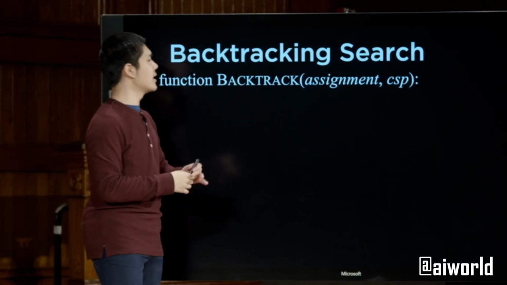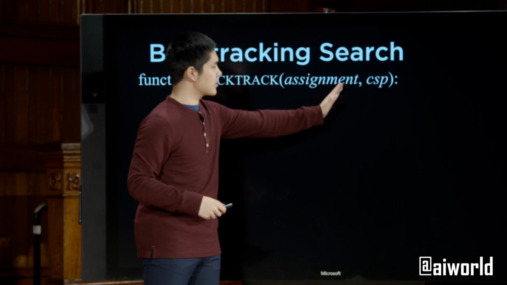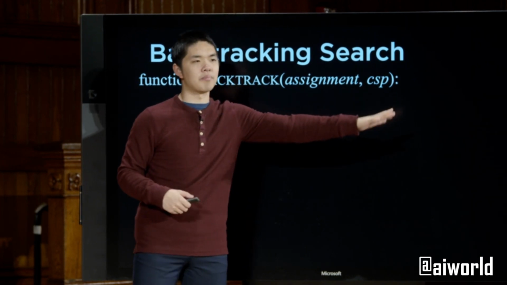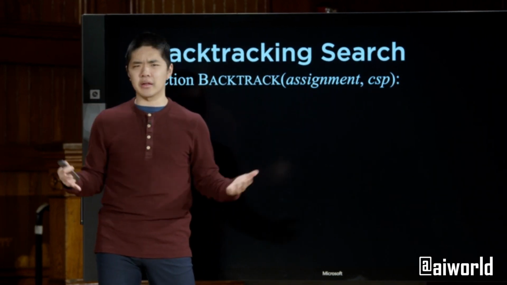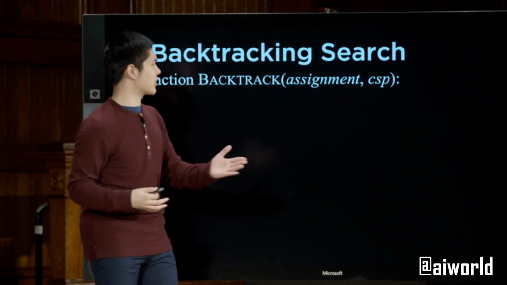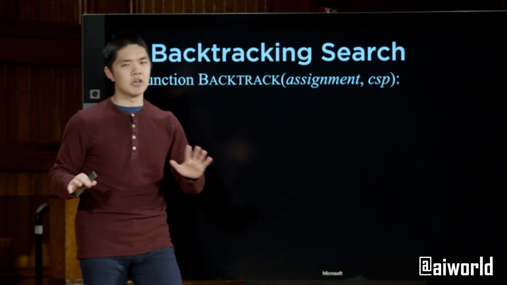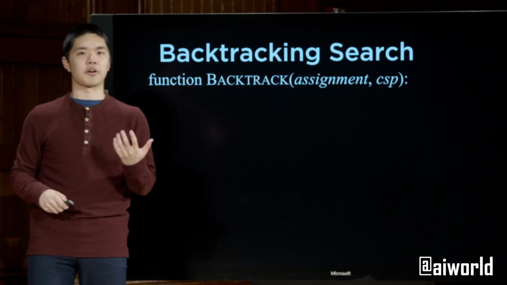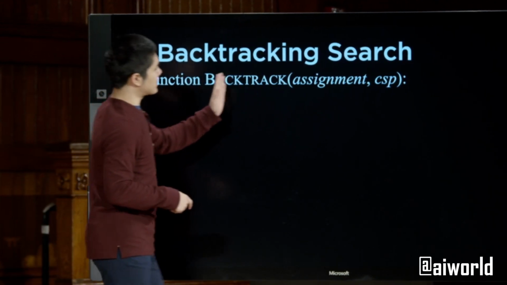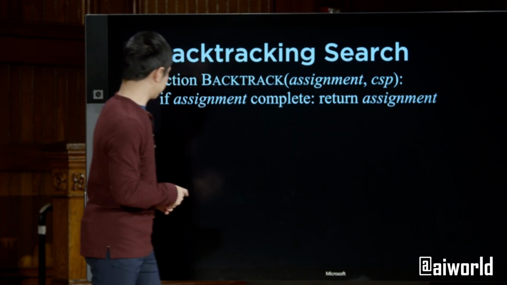Function called backtrack that takes as input an assignment and a constraint satisfaction problem. So initially, we don't have any assigned variables. So when we begin backtracking search, this assignment is just going to be the empty assignment with no variables inside of it. But we'll see later, this is going to be a recursive function. So backtrack takes as input the assignment and the problem.